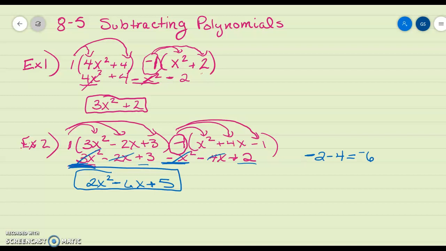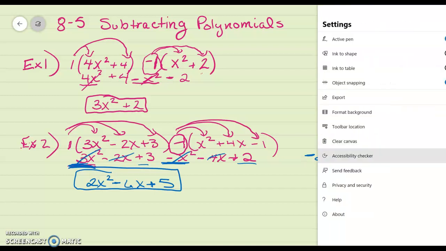Okay, let me do another one. Hold on, I'm going to clear this off. Okay, number 3. Write this down. (3x squared plus 4x minus 8) minus (negative 2x squared plus 4x plus 2).